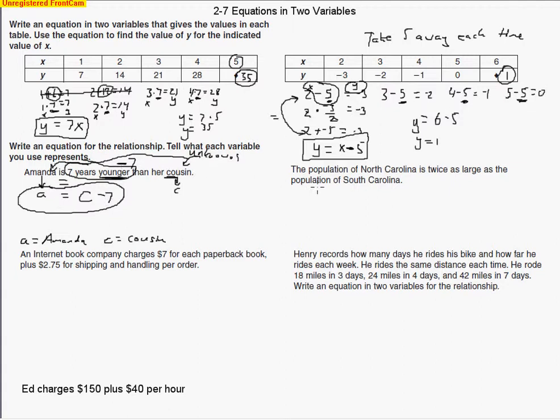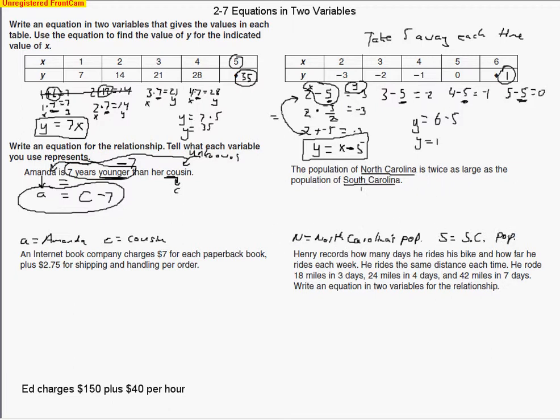So let's take a look at the next one here. The population of North Carolina is twice as large as the population of South Carolina. So what are the unknowns? Well, the unknowns are North Carolina's population and South Carolina's population. So let's write those down. N equals North Carolina's population. We use POP for population there. And we'll say S equals, how about South Carolina's population. Alright, so we've got our variables defined.